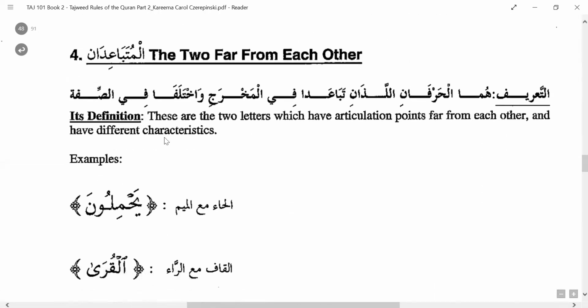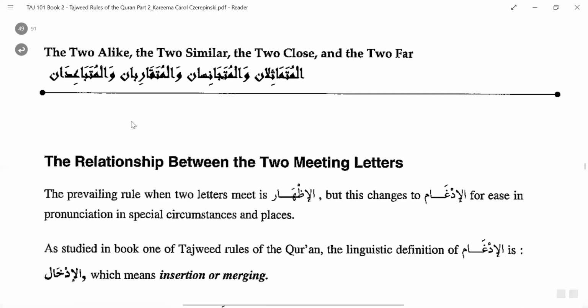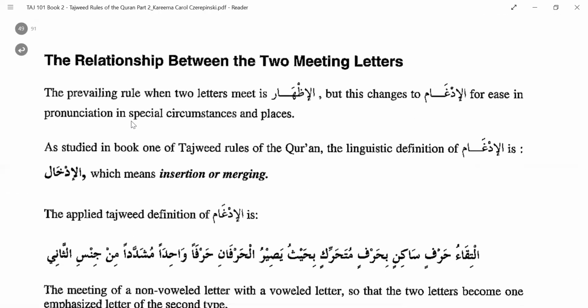And the next one is the two far away from each other. They have makhraj also very far and sifat also far. Like haa and meem. Haa is at the throat, whereas meem is the extreme end, which is outside, at the lips. So that is what we saw in the types of meeting.